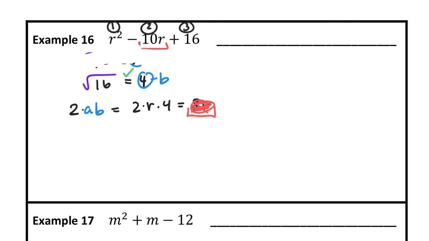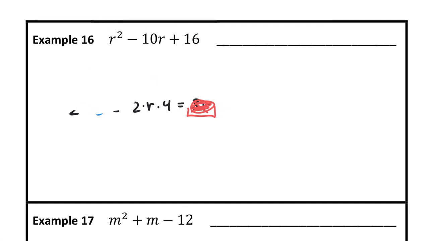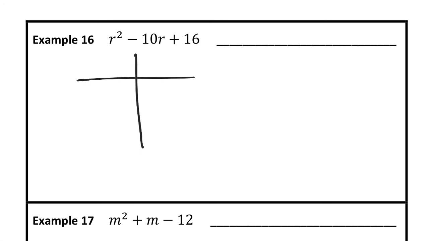So if it's not a perfect square trinomial, then we have to use the table method. We're going to call it the table method. So I set up my table. We're looking for two numbers that multiply to give me 16, and those same two numbers, when I add them, give me negative 10.